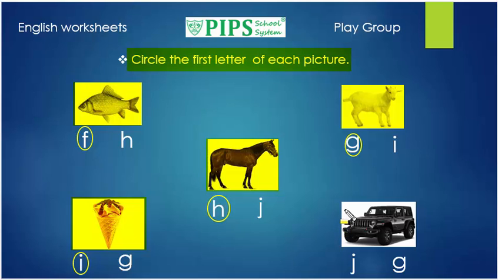The last picture is jeep. This is a jeep. The initial letter of jeep is J. Sounds like J. J. Jeep. J. Jeep. So we will circle the letter J like this.